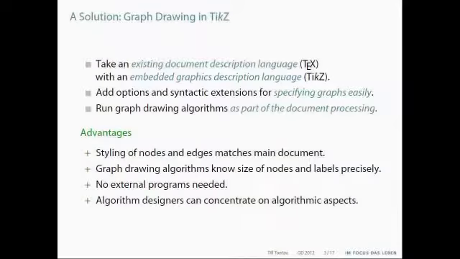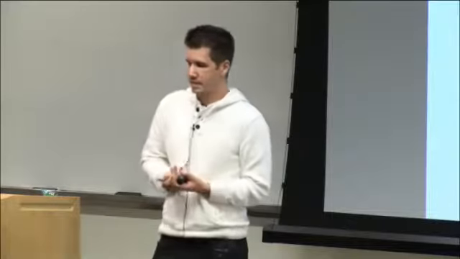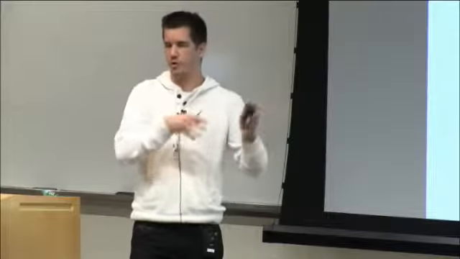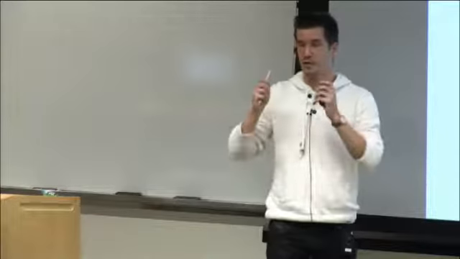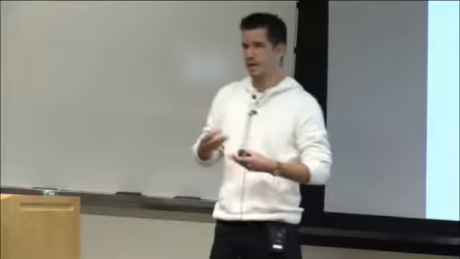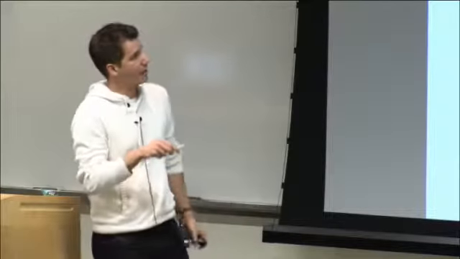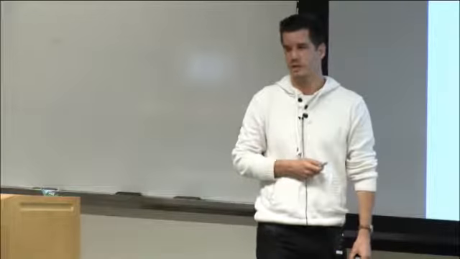So there are other ways to do this, but here what is done is you take an existing document description language, in this case TeX, you could use other ones, and you take an embedded graphics description language, in this case TikZ. Now I'm going to talk more about TikZ in a moment, but the point is you take an existing system that is good at typesetting, and then the idea is you add some syntactic extensions, some options that allow you to specify graphs easily, and then do the whole graph drawing, not in a separate software, but really as part of this document processing.